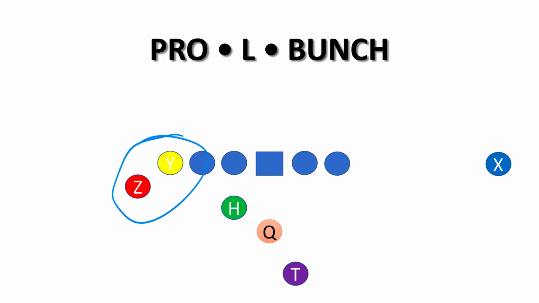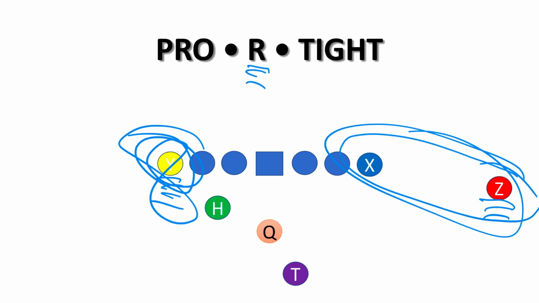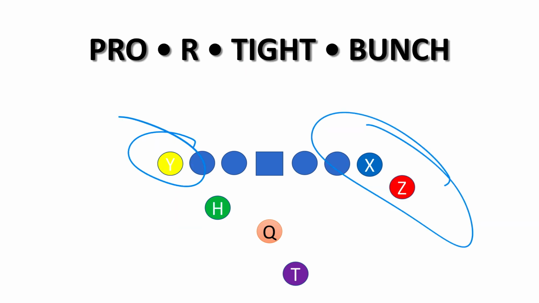Pro left bunch, they're just bunched. Pro right tight, so we're in pro to the right. The Z is on the right because it's pro right, and we are tight on the backside. Pro right tight bunch, so we're pro right bunched over here, and we're tight on the backside.